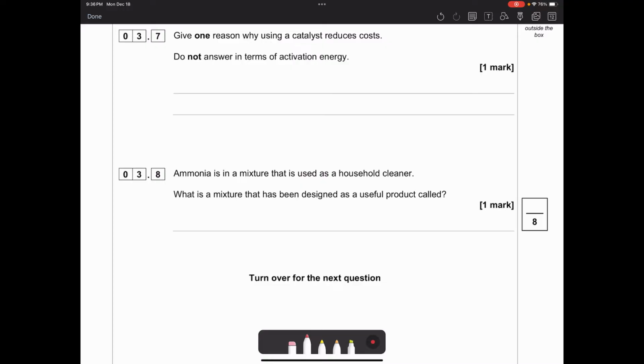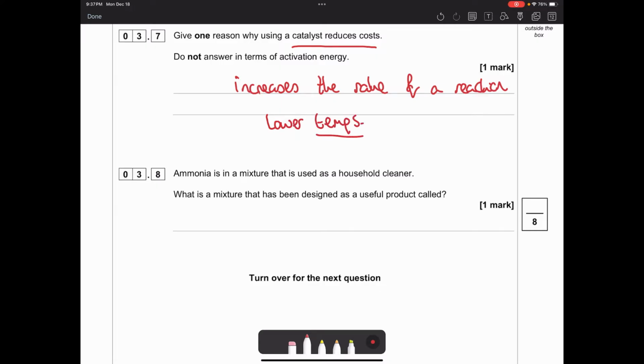3.7, give one reason why using a catalyst reduces costs, but do not answer in terms of activation energy. So you've just got to think about catalysts. Why does industry use them? But what do they do? You should know a catalyst increases the rate of a reaction. So therefore, it's just generally quicker. And therefore, you could also say, because less activation energy, it can be done at lower temperatures. And that also saves energy as well. Ammonia is a mixture that can be used as a household cleaner.